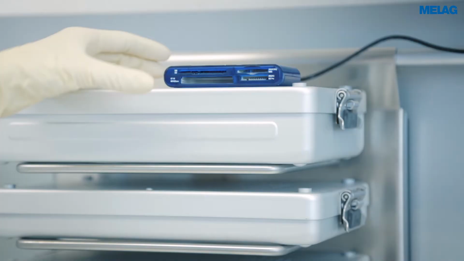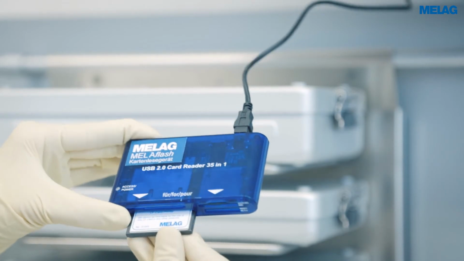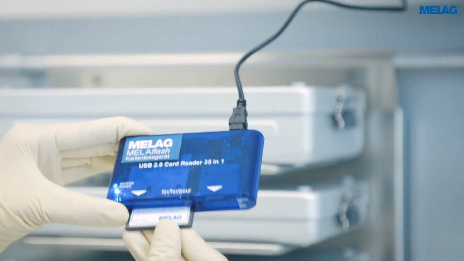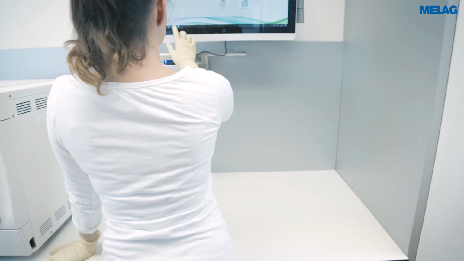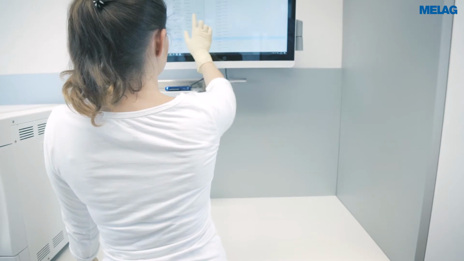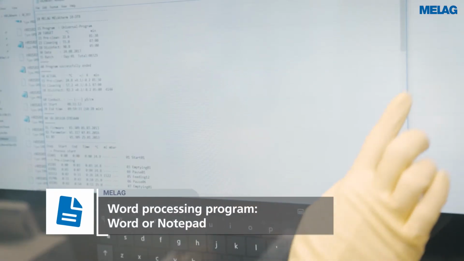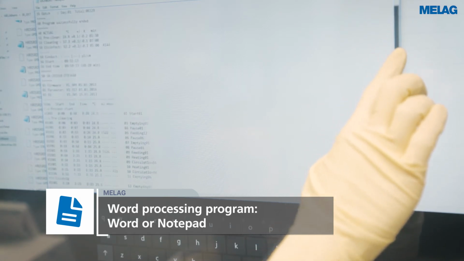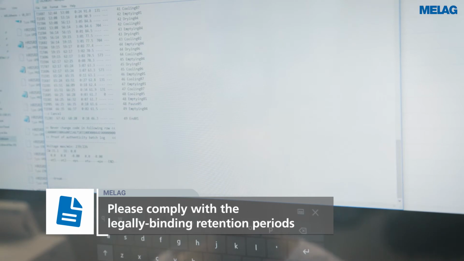You can use the card reader to access the CF card and open the logs via computer. When opening the log files for the first time, you must choose a conventionally available word processing program, such as Word or Notepad. The opened logs provide detailed information about the process parameters and the batch approval.